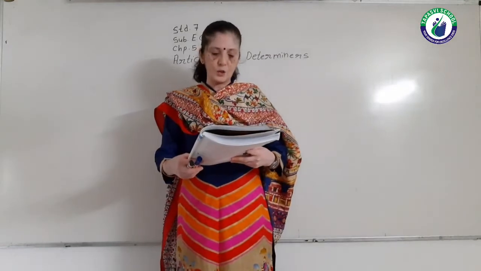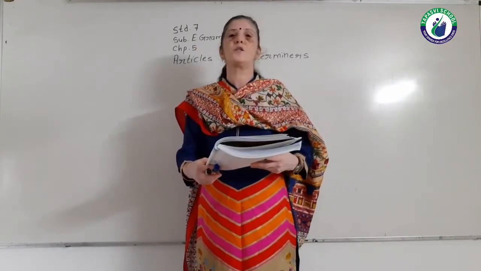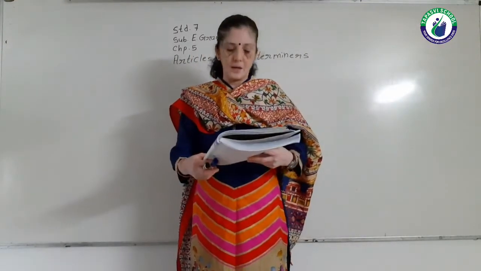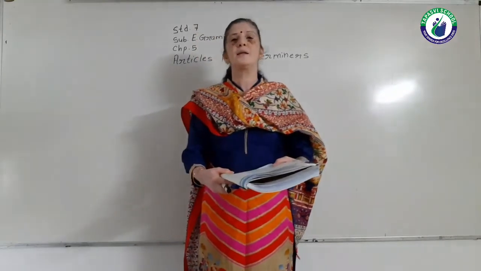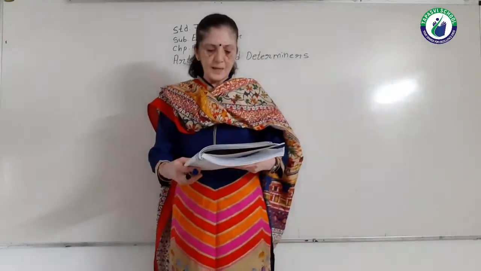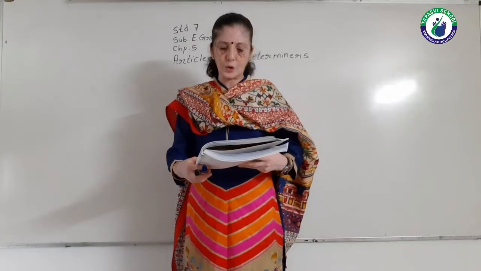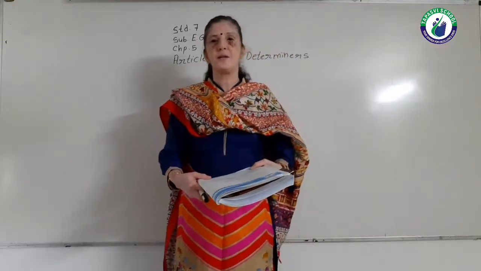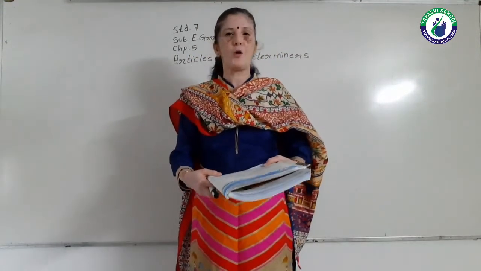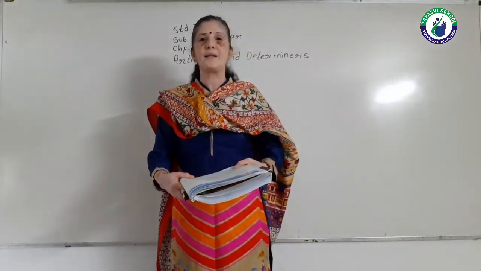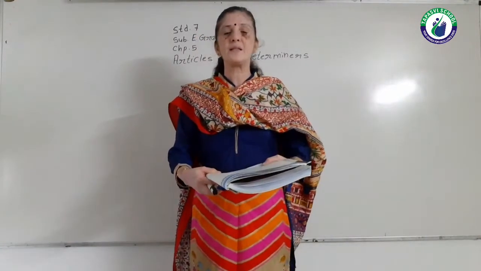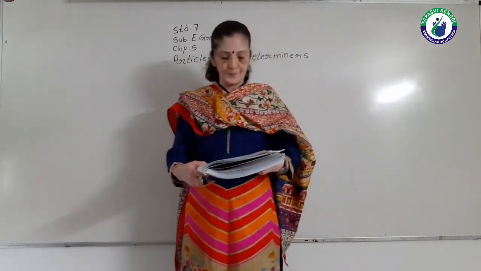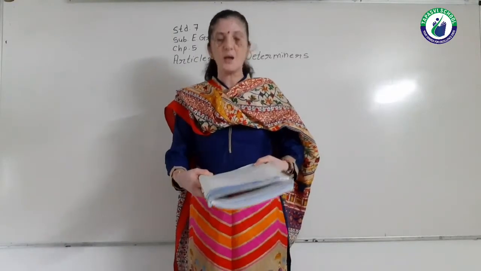Article a is also used to show a kind, class or species. For example, a deer is a gentle animal. Sometimes article a is used to show rank, profession or community. Profession means teacher, doctor, lawyer, all this is the profession. Community means Hindu, Christian, for that we use a. A nurse, a teacher, a Christian.